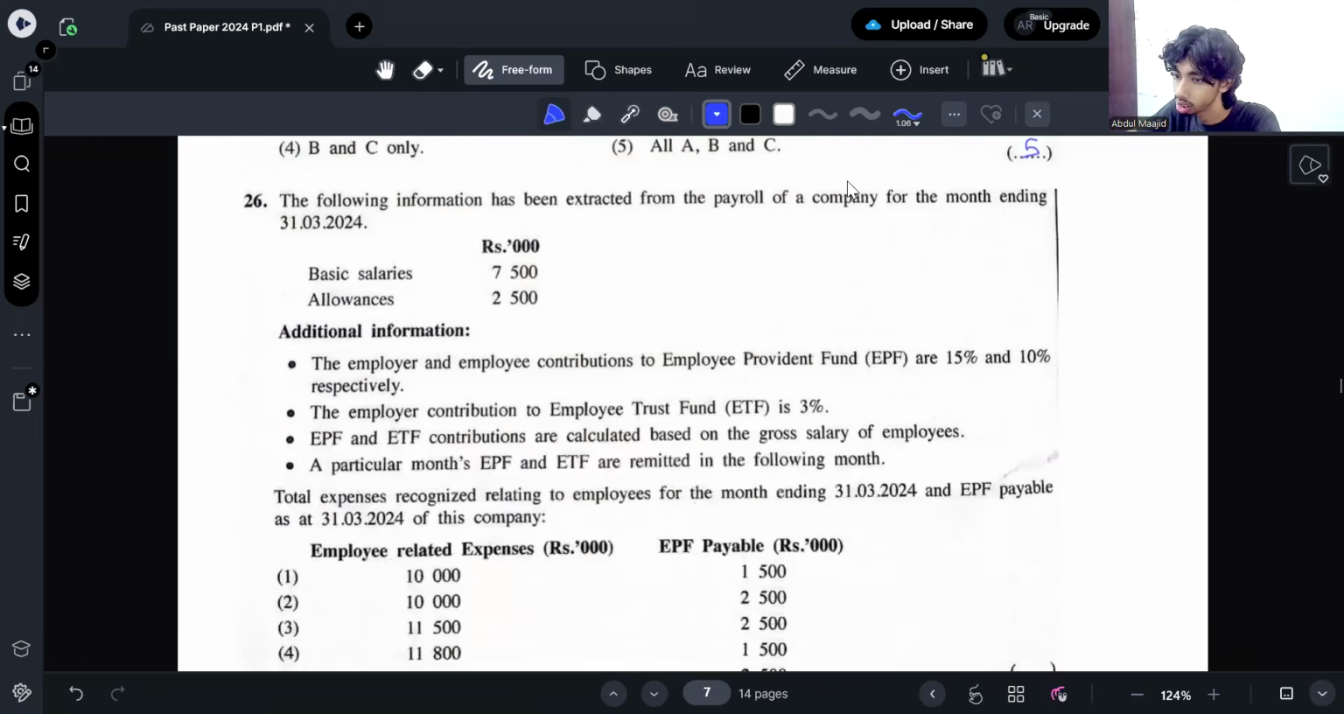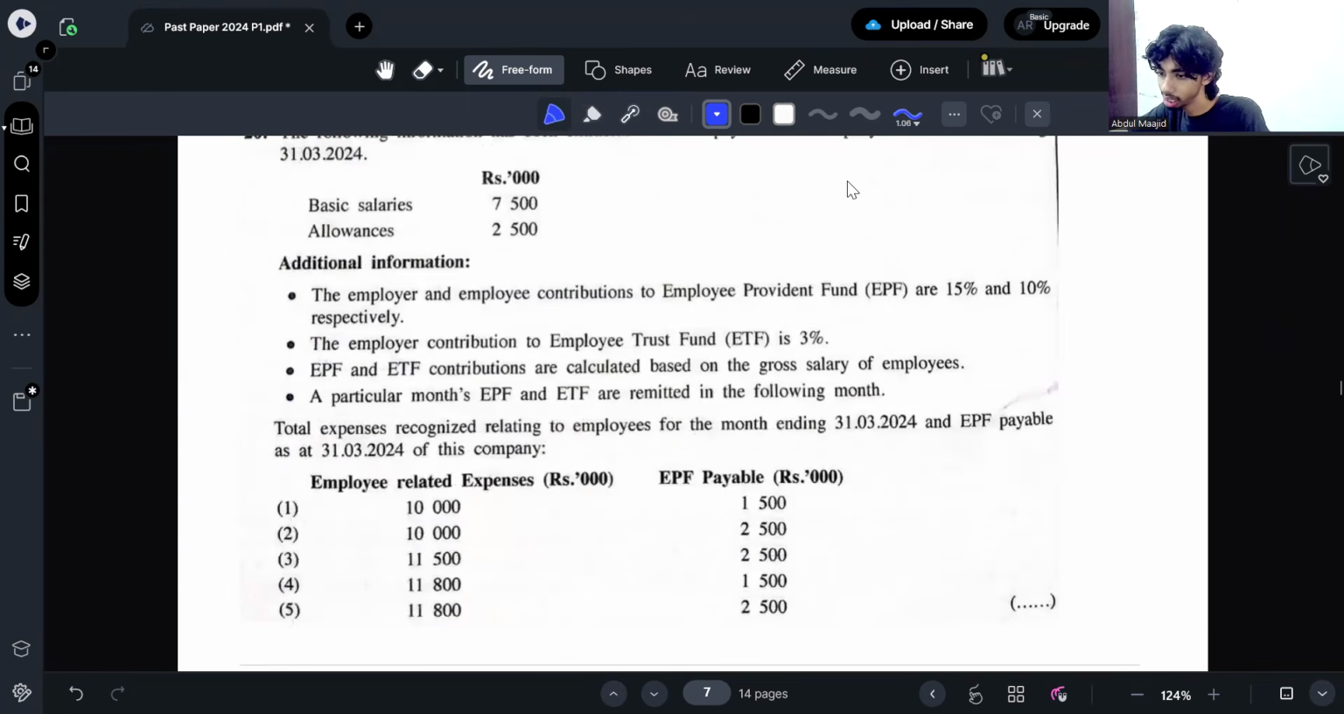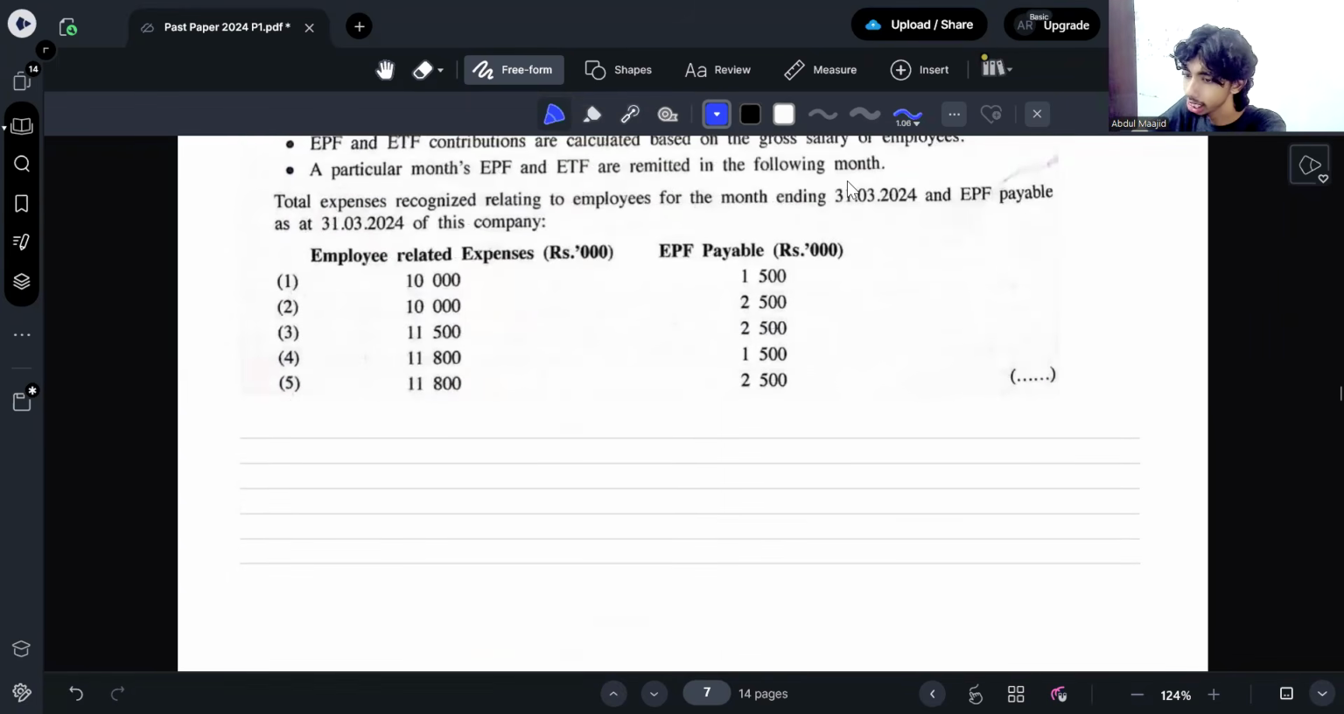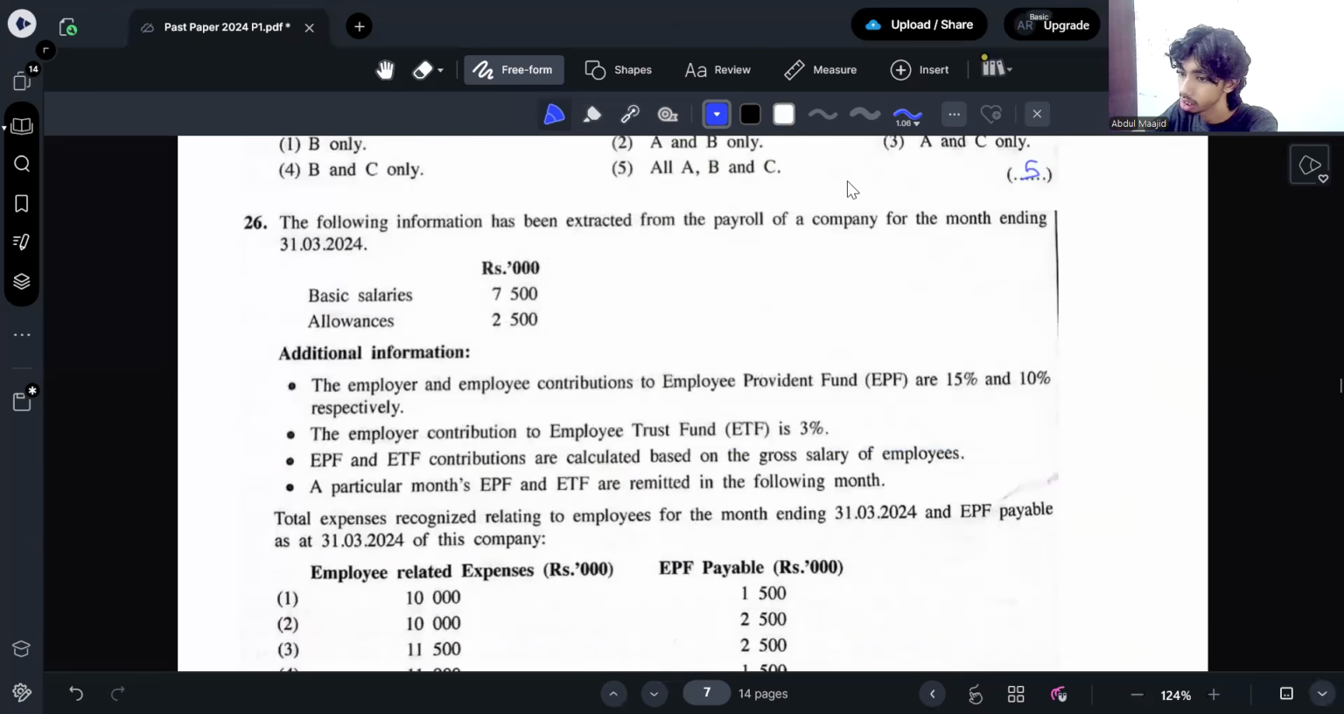Then 26. Employee related expense and EPF payable. So employee related expense will be, employee related expense equals gross salary plus EPF expense plus ETF expense. Gross salary will be basic salary plus allowance, that is 10,000, right? That will be 10,000.